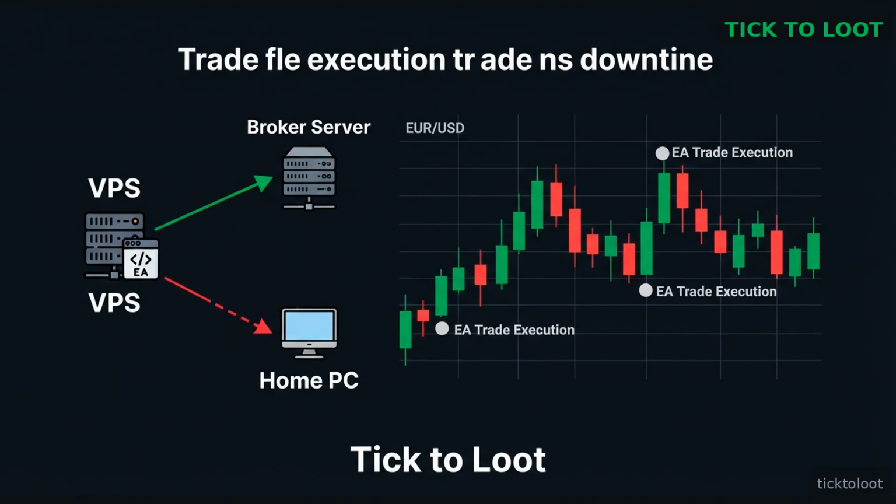Those numbers are just examples, but they illustrate how the EA can act instantly, without waiting for you to open your laptop. The red line to the home PC highlights what would happen if you try to run the EA locally. You risk missing trades when the computer sleeps or loses internet. By hosting the EA on a VPS, you ensure that the robot is always awake, always connected, and ready to act the moment the market gives a signal. This setup is the foundation for reliable, automated trading.